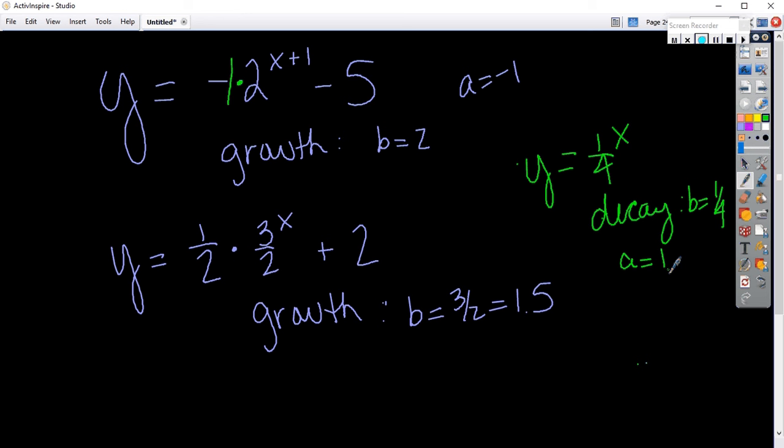All right, so are we all okay on identifying if it's exponential and telling if it's growth or decay? Identifying A and B. Can we all do that? Yes, Miss Williams, we can do that. Good.